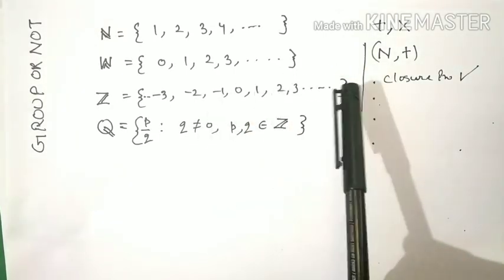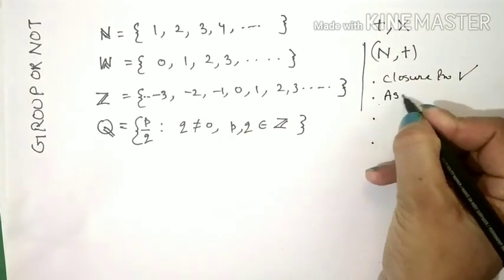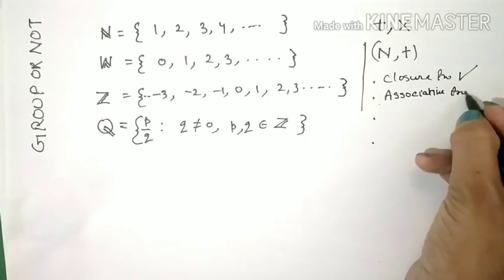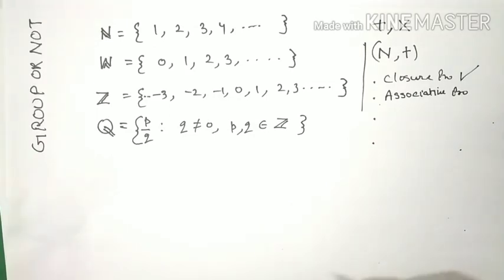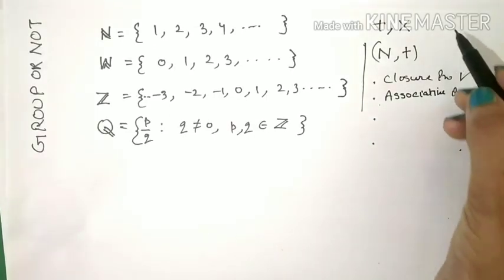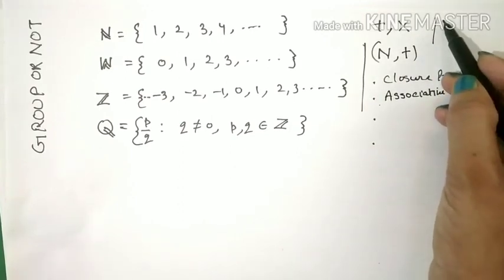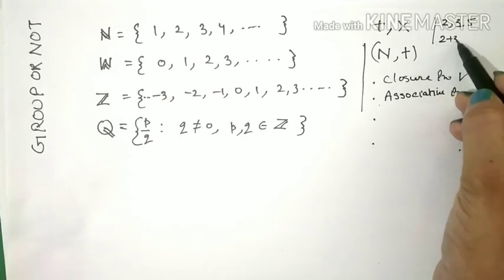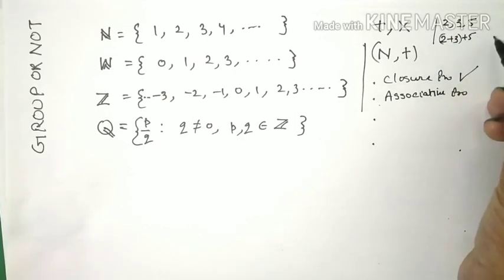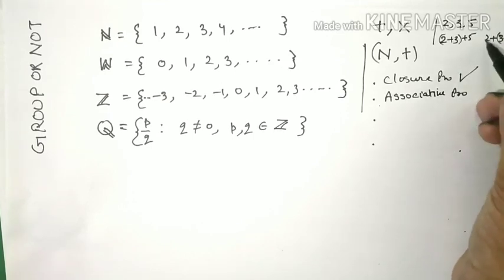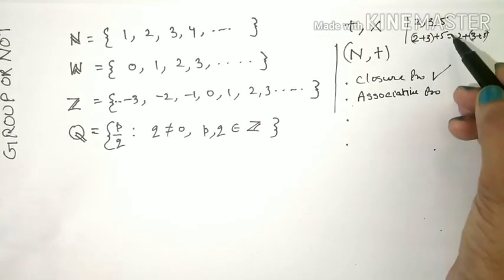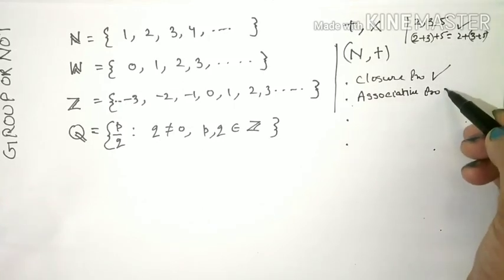Next, the next property is the associative property. The associative property means if you take three natural numbers, you add the first two and then the third one, or you add the last two and then the first one. Does it change the answer? No, the answer remains the same. It means the associative property is also true.